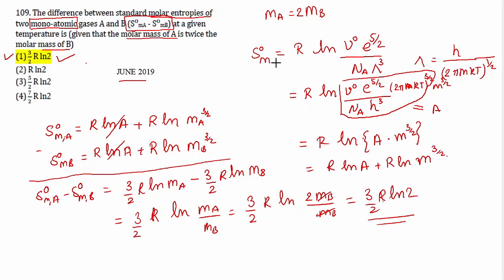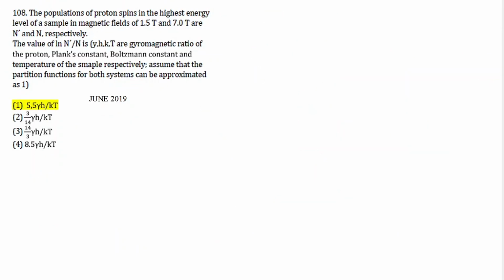Clear? Very simple problem. Moving on to the next numerical. Now this numerical, it says that the population of protons, again it is a combination of our Boltzmann equation and nuclear magnetic resonance. Now it says that the population of proton spins in the highest energy level of the sample in the magnetic fields of 1.5 T and 7.0 T are n dash and n.